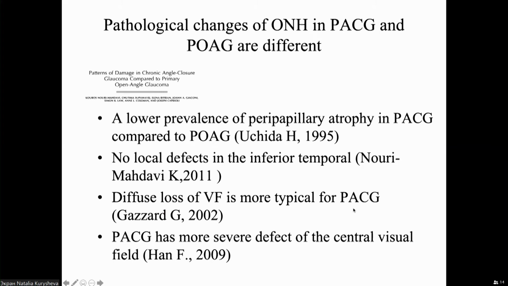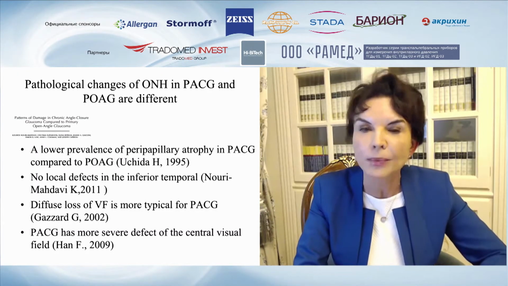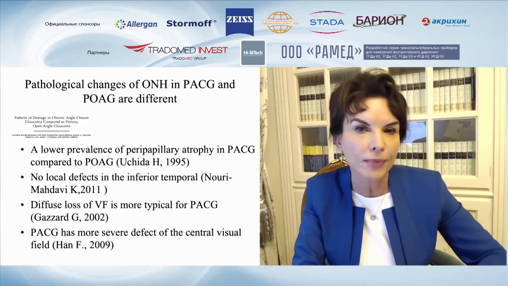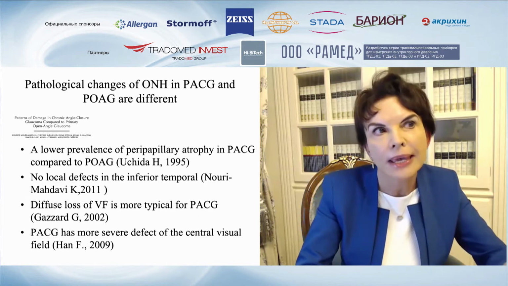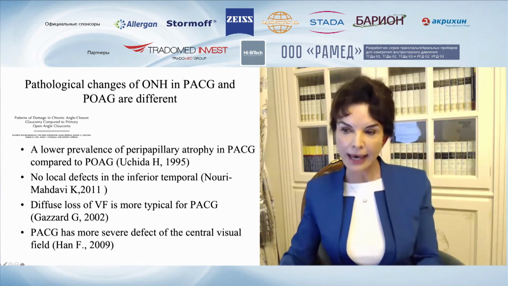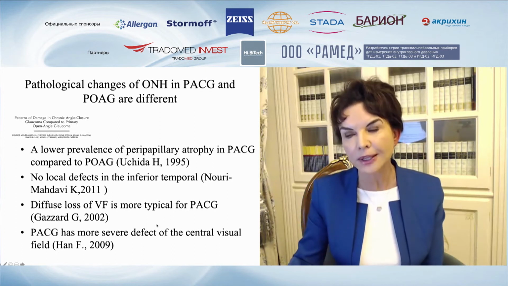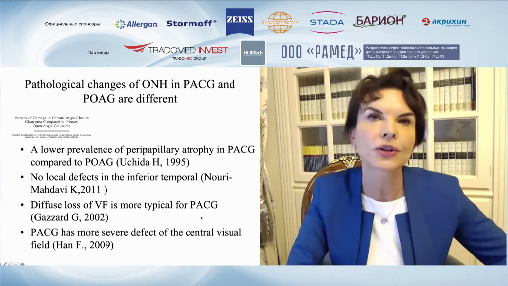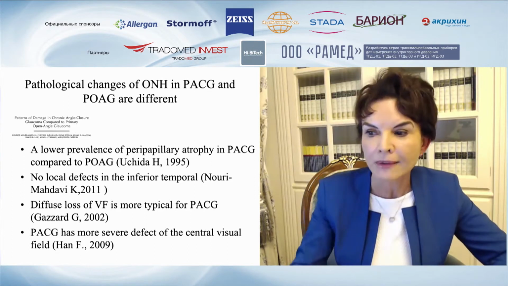Interestingly, there are only few publications in literature on this issue, and all these papers were published many years ago. The authors have noticed the lower prevalence of peripapillary atrophy in primary angle closure glaucoma compared to primary open angle glaucoma, and no local defects in the inferior temporal sector that we very often may see in the open angle glaucoma. Hence, the diffuse loss of visual fields is more typical for primary angle closure glaucoma. And if we find the central visual field defects, they are usually more severe.